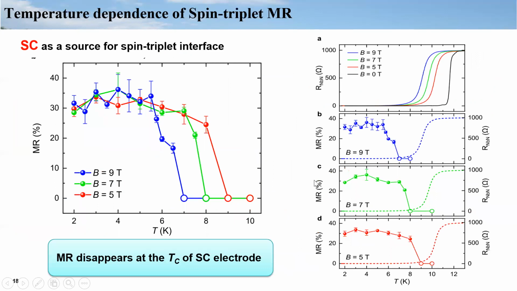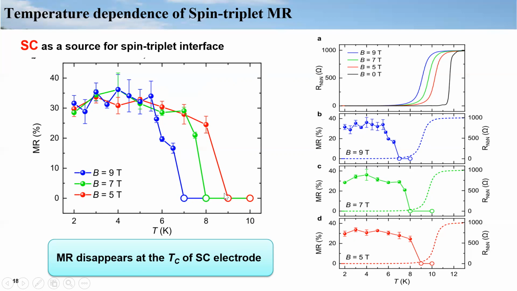Furthermore, we can change the temperature to see this MR effect as a function of temperature under different external magnetic field. At 9 Tesla, the MR disappeared at 7 Kelvin. At 7 Tesla, the MR disappeared at 8 Kelvin. At 5 Tesla, the MR disappeared at 9 Kelvin.